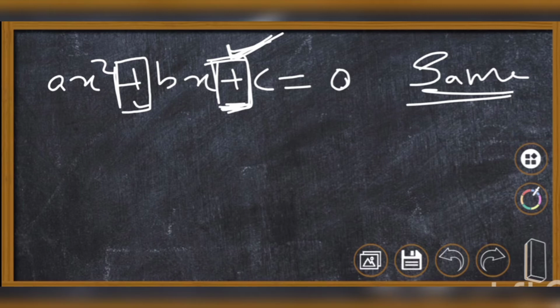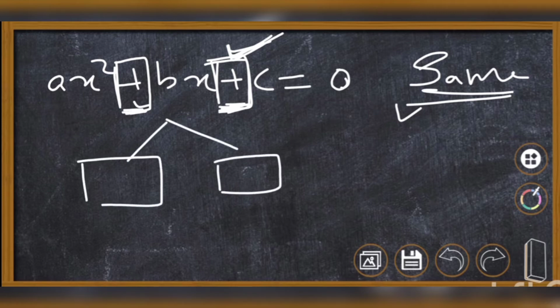It will be just the opposite sign of b. Here b is positive, so the roots will be negative. They will both be negative because here the sign of c is plus. So when plus and plus comes, it is minus and minus. We just have to see the sign of c.